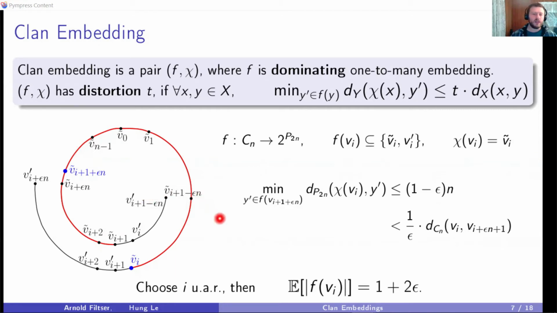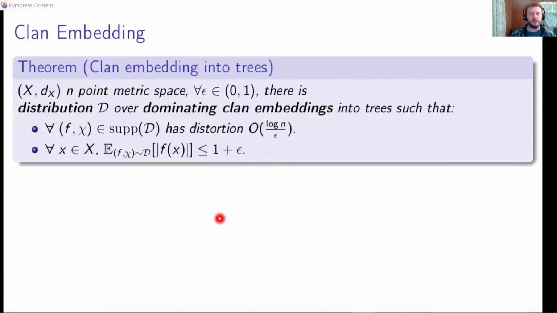Okay, so this is kind of the cycle, and our main result is a general case of this phenomenon of clan embedding. We show that for every metric space X with n points, and for every parameter epsilon, there is a distribution D over dominating clan embeddings into trees. Like in the FRT, there's a distribution over clan embeddings such that, first, for every clan embedding F in the support, the distortion is log n over epsilon, and this is a worst case guarantee.